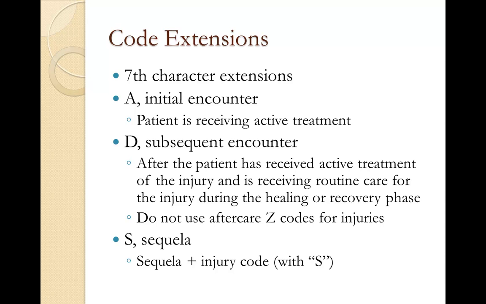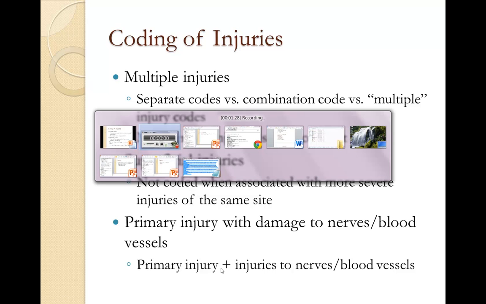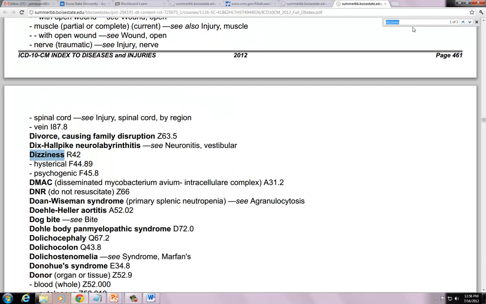And those of you familiar with ICD-9 are familiar with the aftercare, what used to be V codes. We no longer are going to be using those for injuries because we now have the 7th character extension to use instead. And then S is for sequela, and so we've talked about those in terms of being late effects. So these are those residual conditions that continue after the acute phase of an injury. So again, in terms of sequencing, whatever your sequela is is sequenced first, and then you would use your injury code and you would use an S as your 7th character extension to indicate basically this is the replacement for your late effect code.